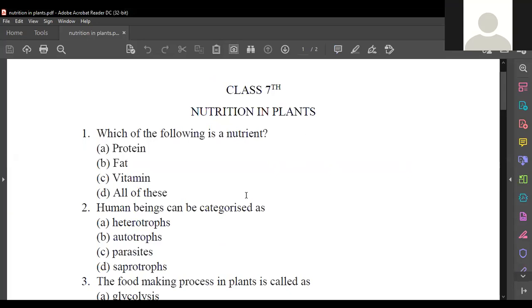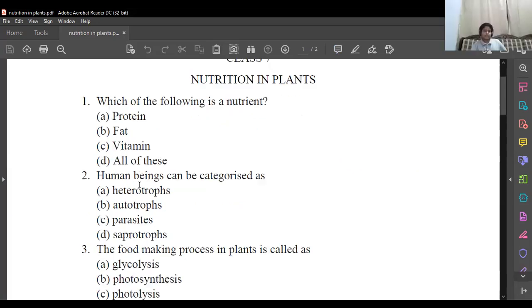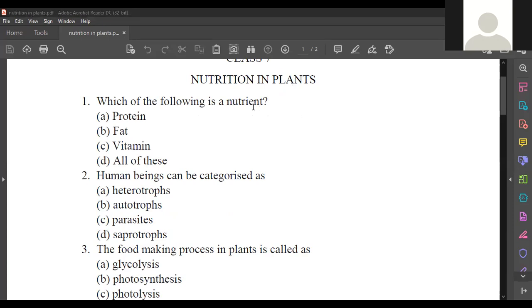So this was last week's question paper, right? Which of the following is a nutrient? Protein, fat, vitamins, all of these. All of these will be the nutrients, right? Yes, sir. I chose that answer only, but it was showing my answer as wrong. All of this is the answer only. Okay, no problem. We'll check it against the key and release the marks.